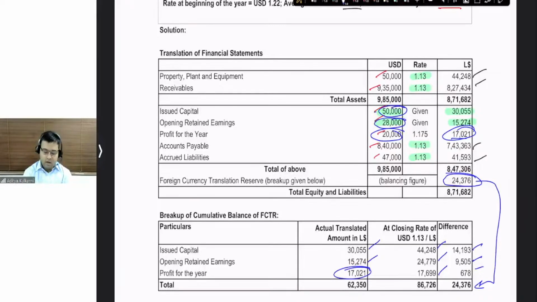Okay. All right. Is it done? Have you understood 24,376? Yes. Have you understood this part? Bolo. Did you understand? Yes. Any difficulties here? You will be in a position. It's just a simple calculation, nothing else.